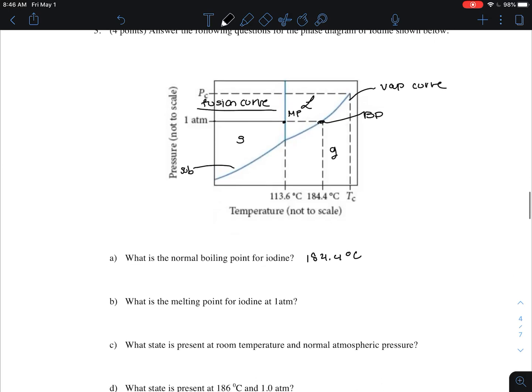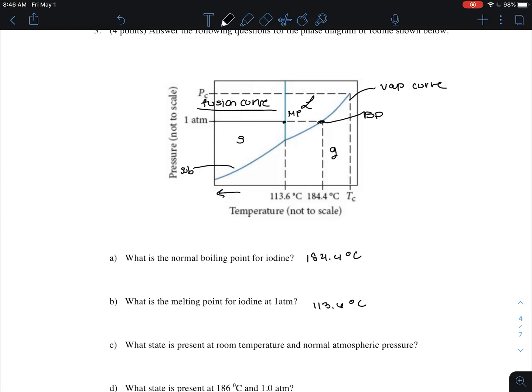So what is the normal boiling point for iodide? We just figured that out. That's 184.4 degrees Celsius. What is the melting point for iodide at 1 atmosphere? 113.6 degrees Celsius.